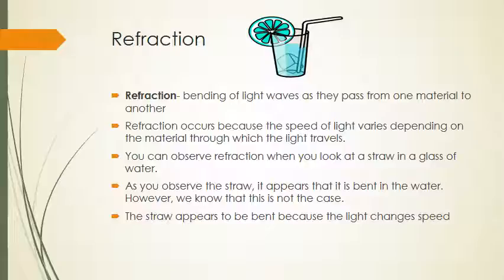Refraction. Refraction is the bending of light waves as they pass from one material to another. Refraction occurs because the speed of light varies depending on the material through which the light travels. You can observe refraction when you look at a straw in a glass of water. As you observe the straw, it appears that it is bent in the water. However, we know that this is not the case. The straw appears to be bent because the light changes speed.